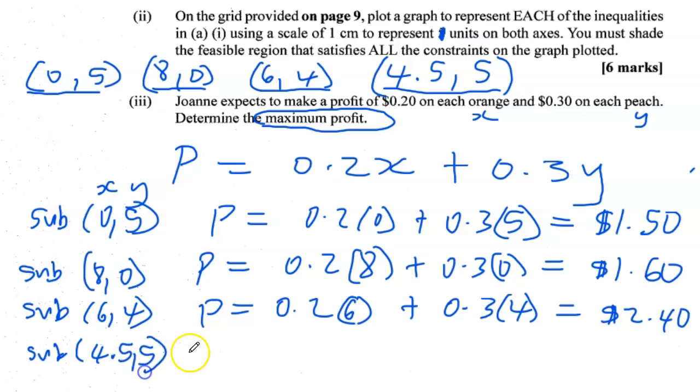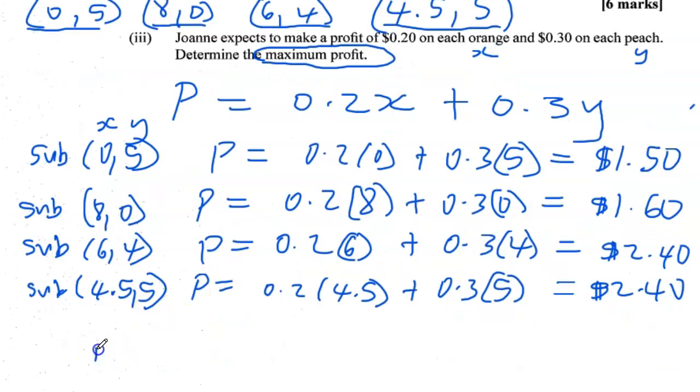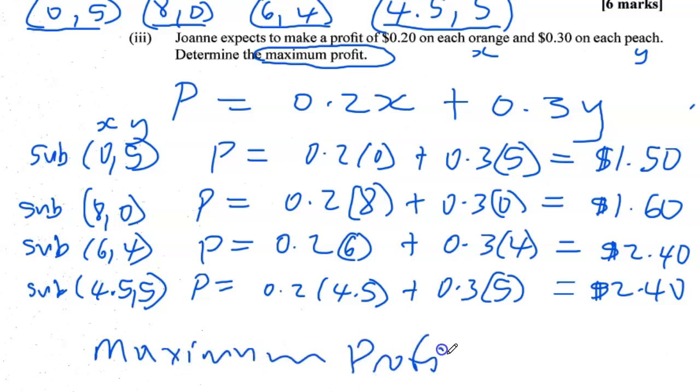I will substitute 4.5 for x and 5 for y. 0.2 times 4.5 plus 0.3 times 5. And this will also be, let's see, this will be $2.40. So the maximum profit is $2.40. And that's when Joan has 6 oranges and 4 peaches.